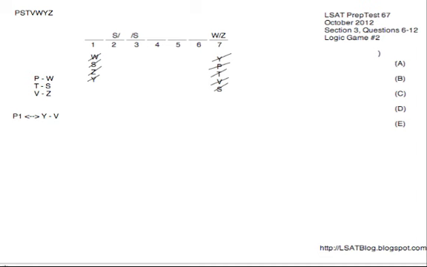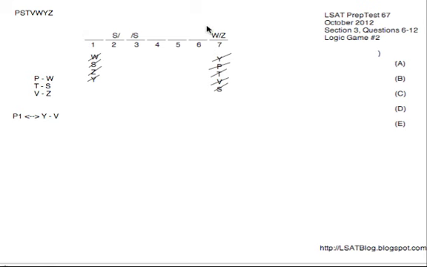Hey guys, this is PrepTest 67, Logic Game number 2 from the October 2012 LSAT. This is the professors giving guest lectures game. It's an ordering game, also known as sequencing, because we're taking the 7 professors, P, S, T, V, W, Y, Z, and placing them in order from 1 through 7.